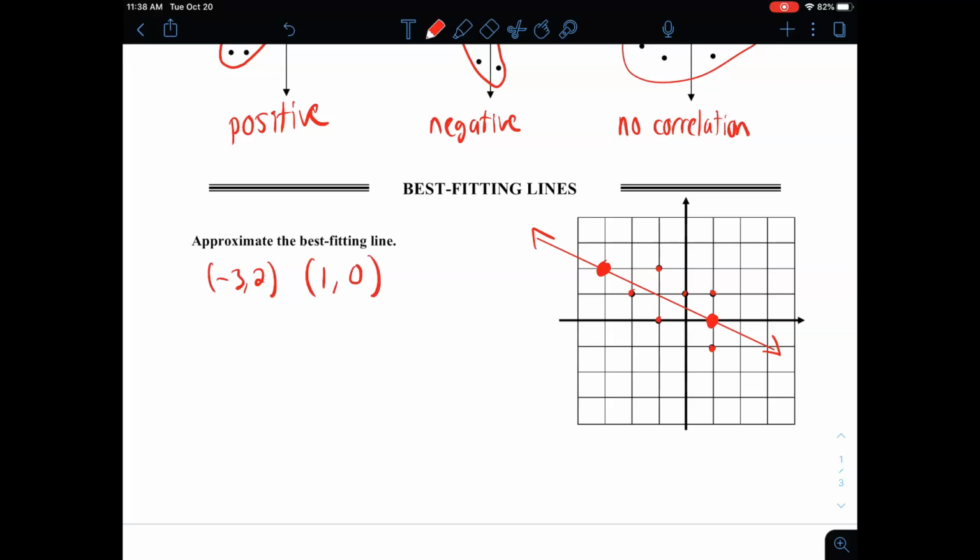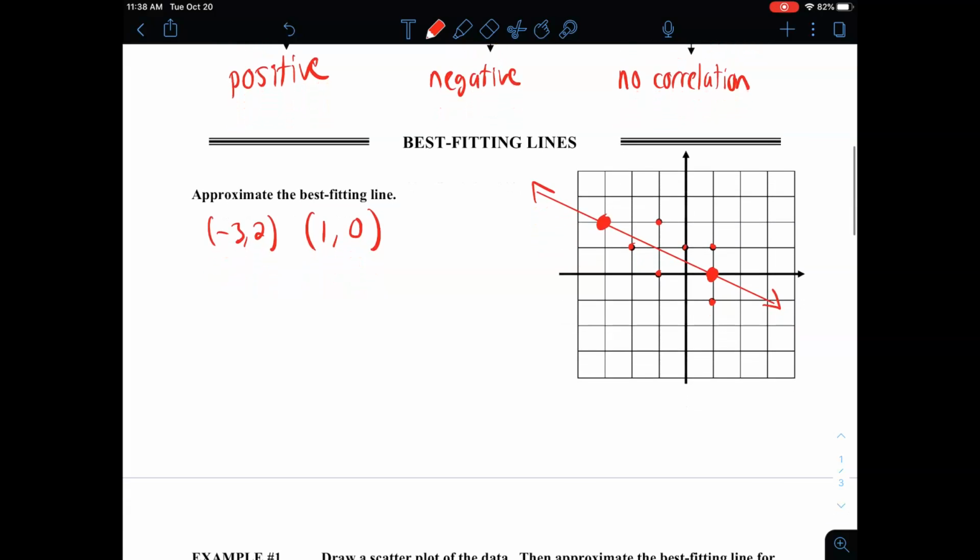All right. So we're going to find our slope. We're going to use point slope form to find the equation of a line. So let's do it. We have m equals y2 minus y1 over x2 minus x1. So we're going to do 0 minus 2 over 1 plus 3, which is 1 minus -3, right? Slope formula. 0 minus 2 is -2 over 1 plus 3 is 4. That equals -1/2. So that's our slope.